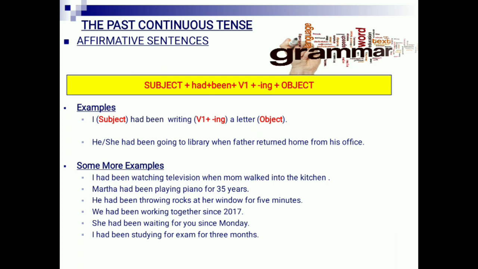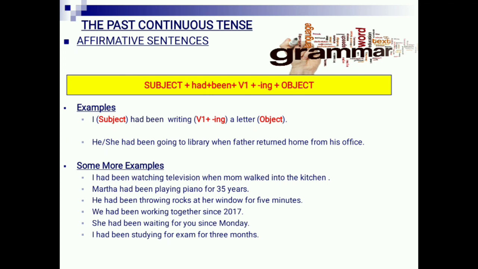I would like to translate the above examples in Hindi for your better understanding. See, I had been watching television when mom walked into the kitchen. Main television dekh raha tha jab meri maa kitchen mein ja rahi thi, right. Martha had been playing piano for 35 years. Martha piano baja rahi thi. Kab tak? Pichle 35 years se woh baja rahi thi. Getting? He had been throwing rocks at her window for 5 minutes. Woh khidki se patthar phenk raha tha for 5 minutes. Continuously he was doing the action of throwing rocks through the window for 5 minutes.